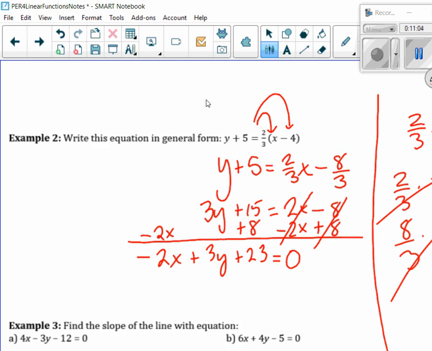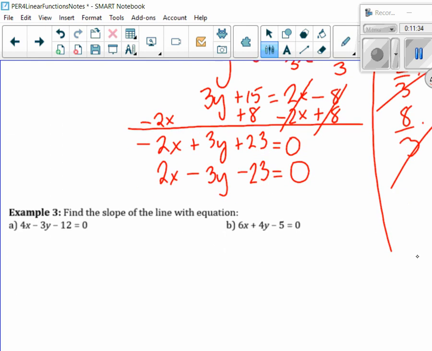No. We got a what? Switch all the signs. So minus 2x becomes positive 2x, plus 3y becomes minus 3y, positive 23 becomes minus 23, and 0 stays as 0 because it doesn't have a sign, right? So again, the leading x has to be positive for you to get full marks for general form.